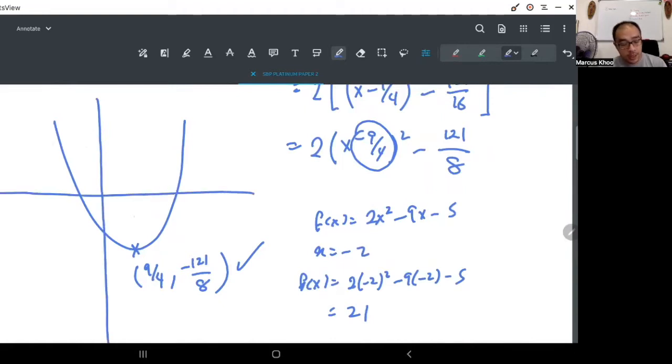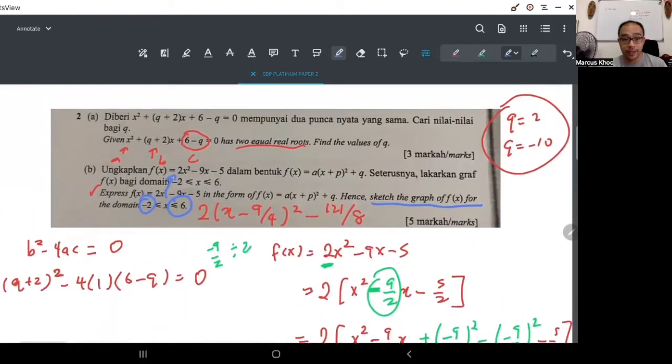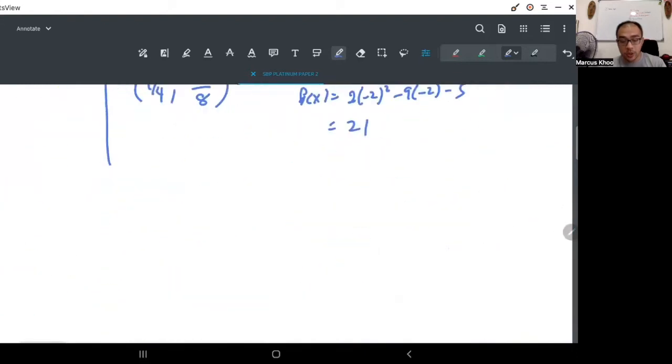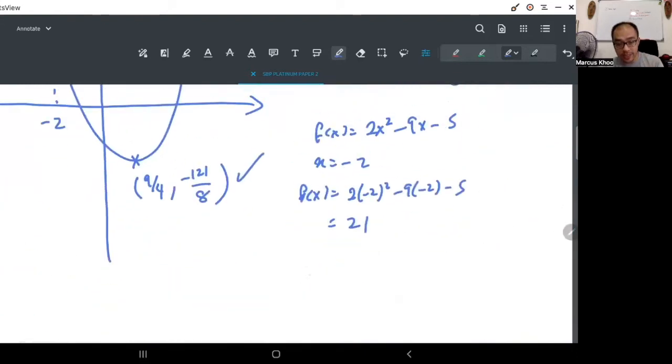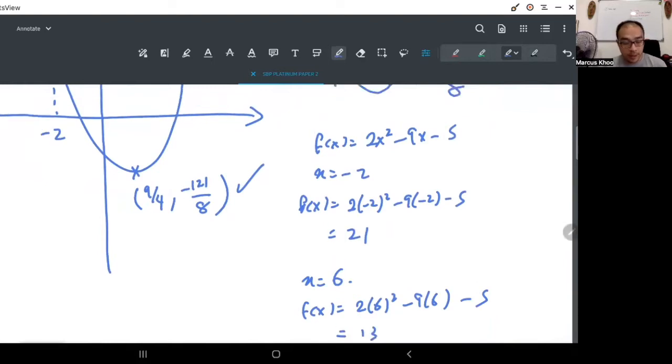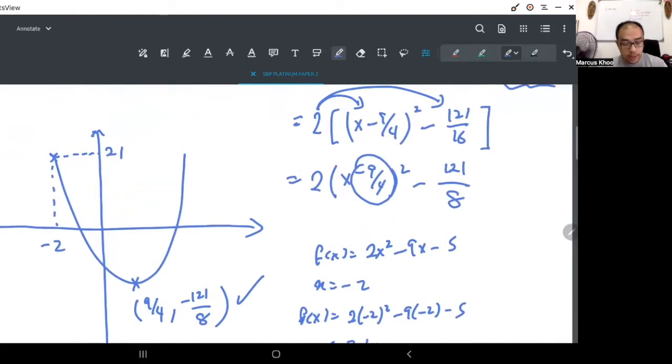Okay, so let's say this is -2. I know that here is 21. Now, the second one is we have f(x) equals 6. When x equals 6, you get f(x) equals 2 times 6 squared minus 9 times 6 minus 5. So 2 times 6 times 6 minus 54 minus 5, you get 13. So you put the 13 about here.